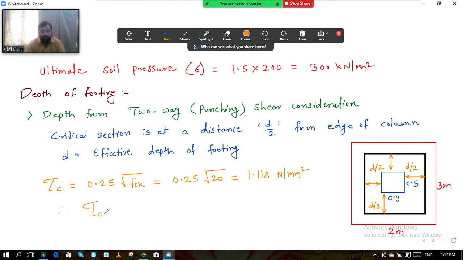Therefore, tau c is equal to, let me know the value in kilonewton per meter square, because all our dimensions are in kilonewton and meter. So what is the answer?